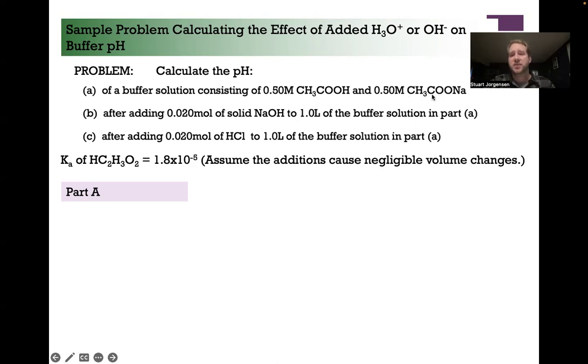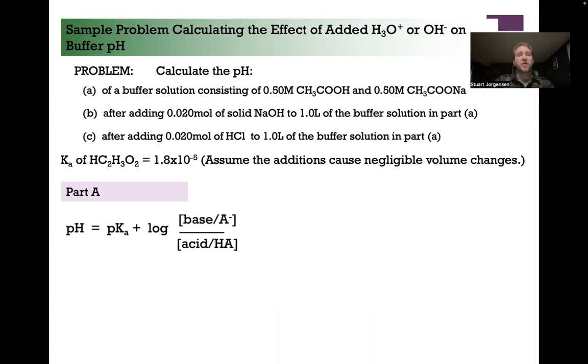CH3COO-, that's C2H3O2 1 minus. So this and this first part actually create our buffer. And so if we were thinking about our Henderson-Hasselbalch equation here, we actually don't have to do much here. We know the Ka is 1.8 times 10 to the negative fifth. Our conjugate base for this is 0.50 molar. The acid concentration is 0.5 molar.